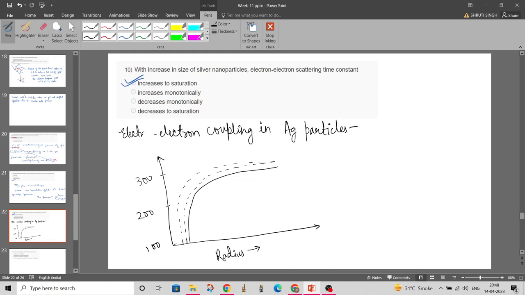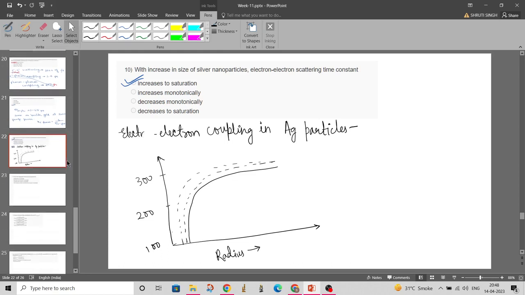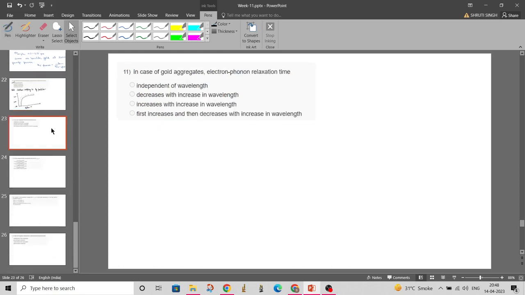Okay, let's move to the next question. In case of gold aggregates, the electron-phonon relaxation time is independent of wavelength, decreases with increase in wavelength, increases with increase in wavelength, or first increases, then decreases with increasing wavelength.